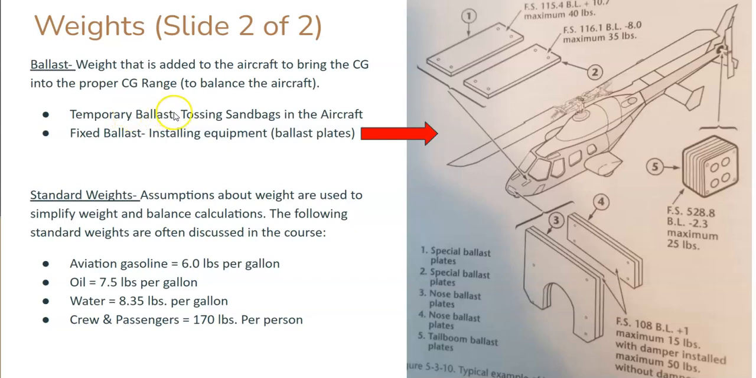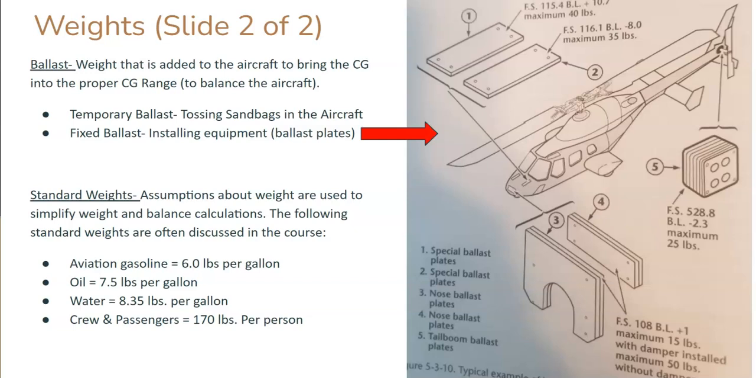So you have temporary ballast. Sometimes aircraft operators will toss sandbags into an aircraft to help maintain that balance and get it in the proper CG range. Other times you'll have fixed ballast, which is when you're literally installing a permanent piece of equipment on the plane that's meant to be ballast. That'll very often be in the form of plates, and you can see a diagram of that on a typical helicopter right here.